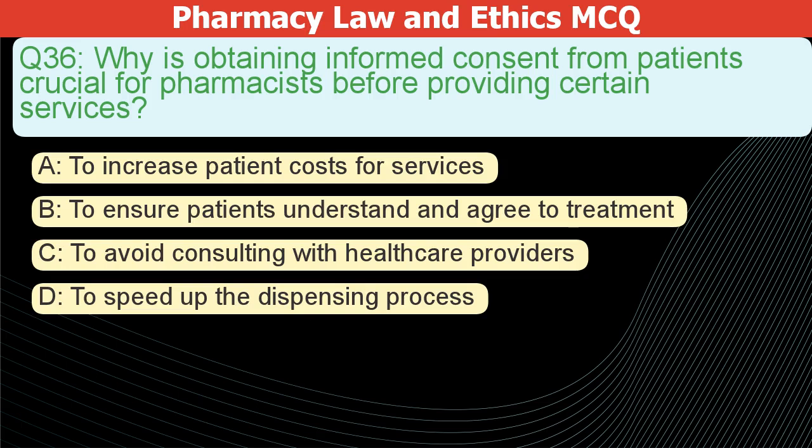Why is getting informed consent from patients important for pharmacists before giving certain services? A. To increase patient costs for services. B. To ensure patients understand and agree to treatment. C. To avoid consulting with healthcare providers. D. To speed up the dispensing process.